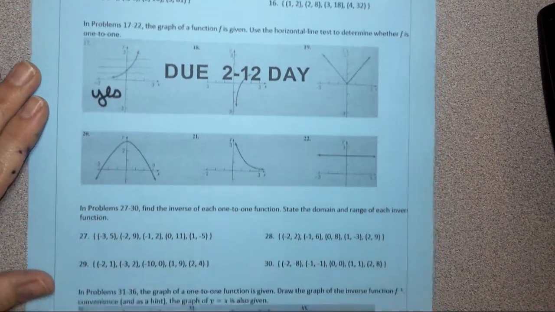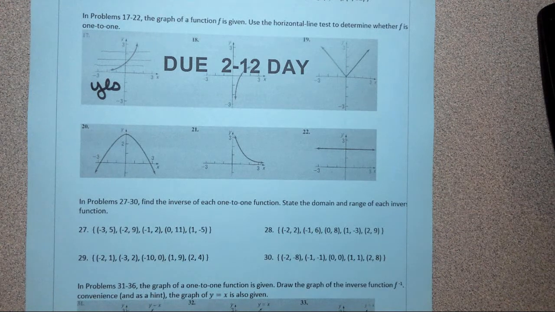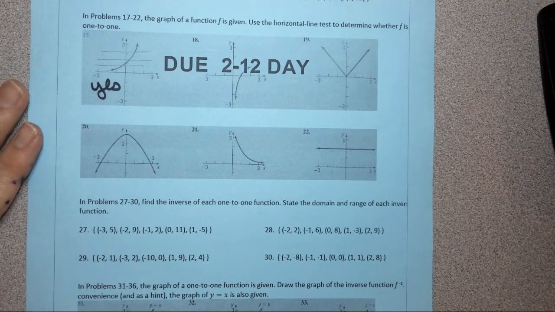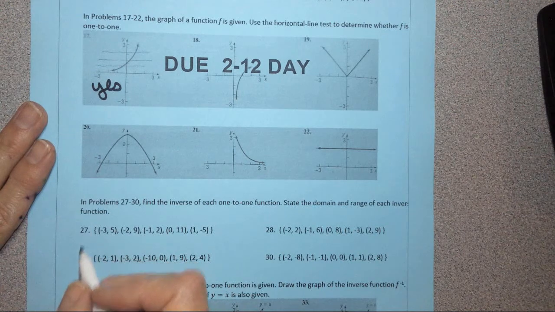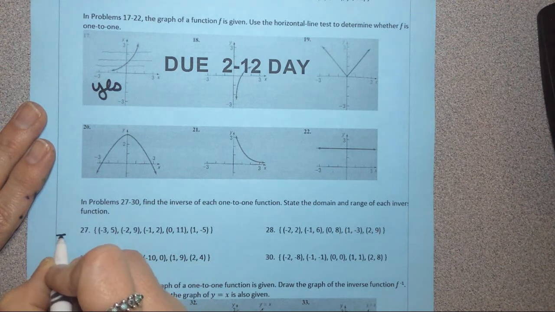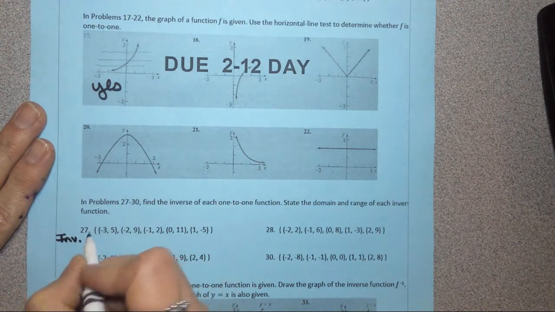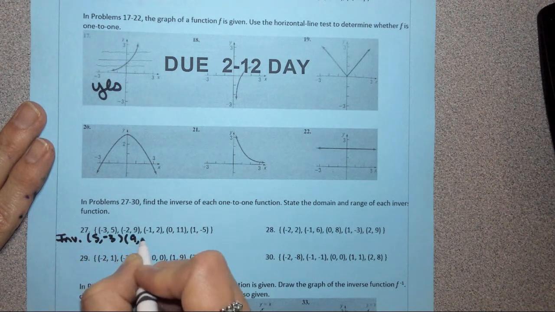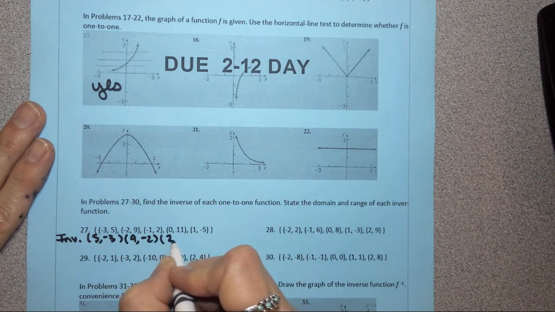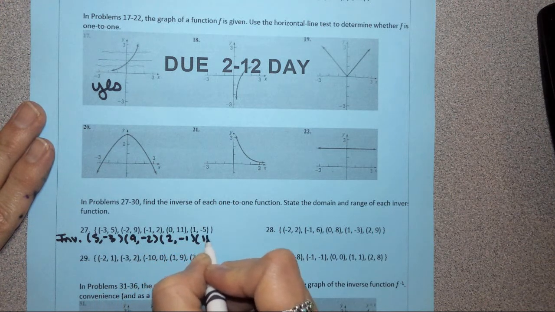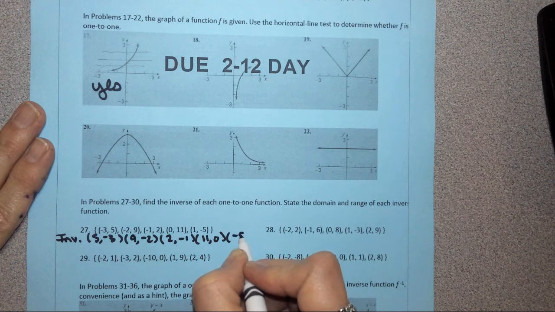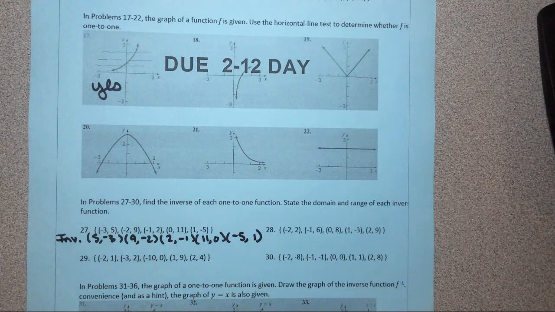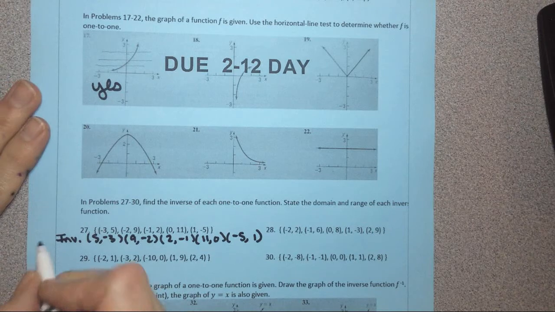On 27 through 30, it says find the inverse of each 1 to 1 function. State the domain and range of each inverse function. So on 27, first thing they want me to do is find the inverse, which means I'm going to flip everything around. So I'll write I and V. And I'm going to have 5, negative 3, 9, negative 2, 2, negative 1, 11, 0, and negative 5, 1. So to find the inverse, I simply flip them all.